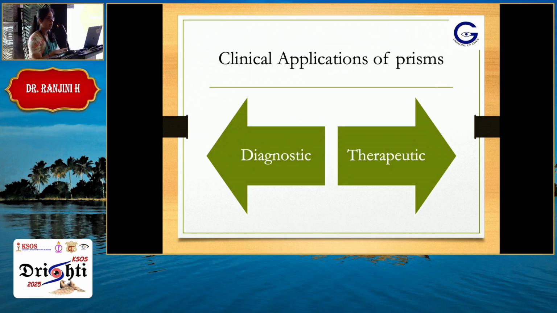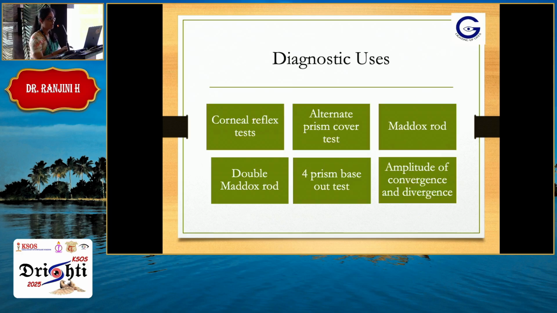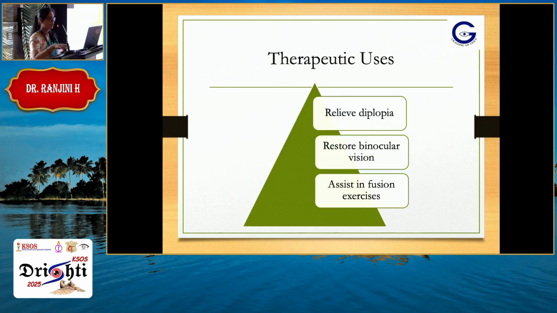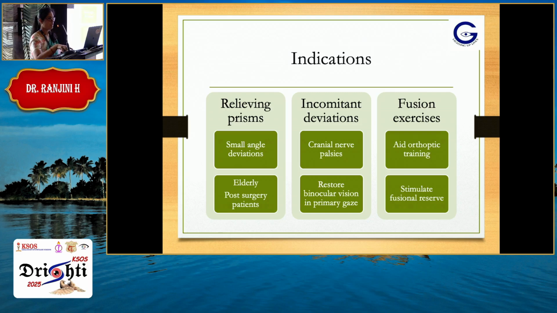Coming to the clinical applications of prisms, they can be diagnostic and therapeutic. Diagnostic uses, we all know: the corneal reflex test, Krimsky, alternate prism cover test, Maddox rod, double Maddox, 4 prism base out, amplitude. I'm not going into the details of these tests. The therapeutic uses of prisms are relieving diplopia, restoring binocular vision, and assisting in fusion exercises. So these are the indications.